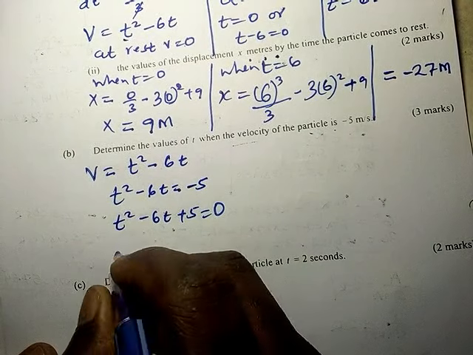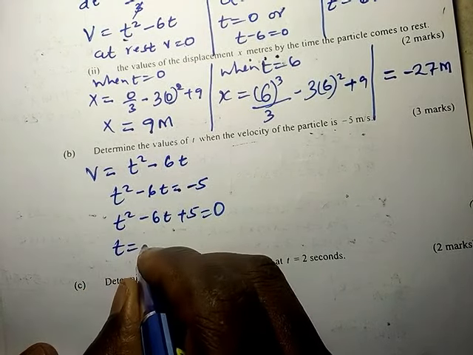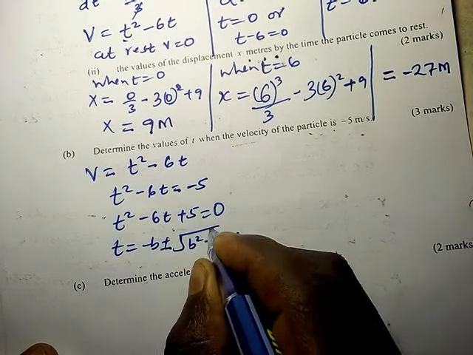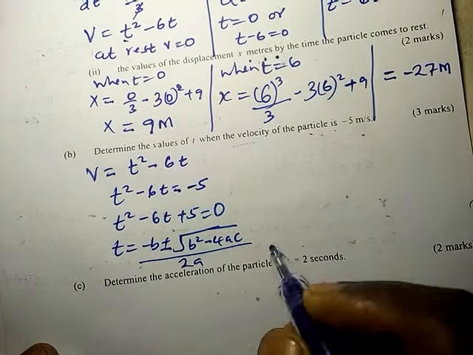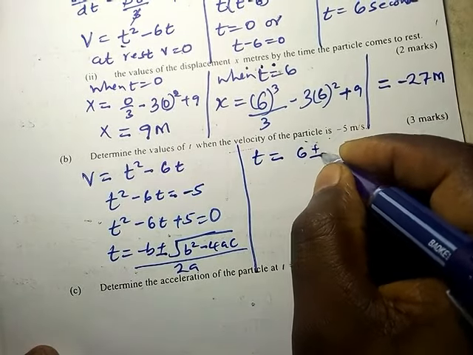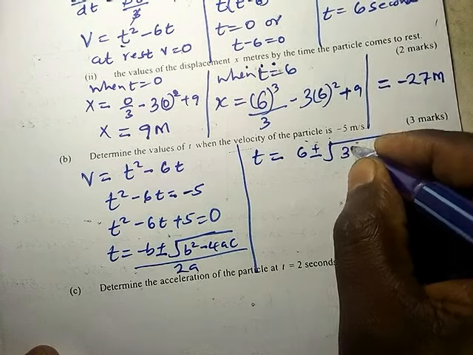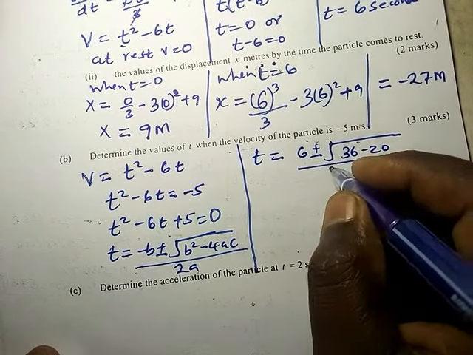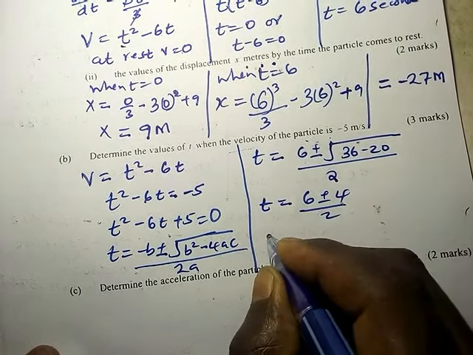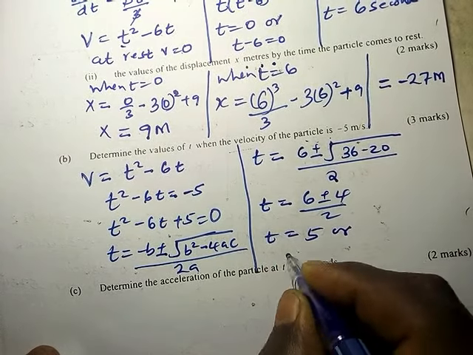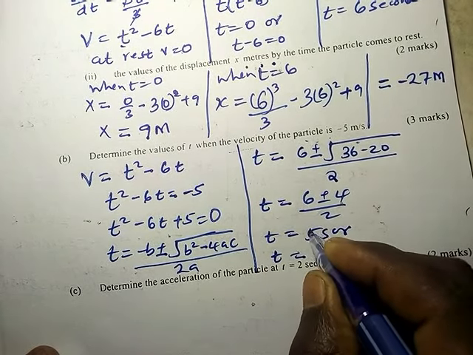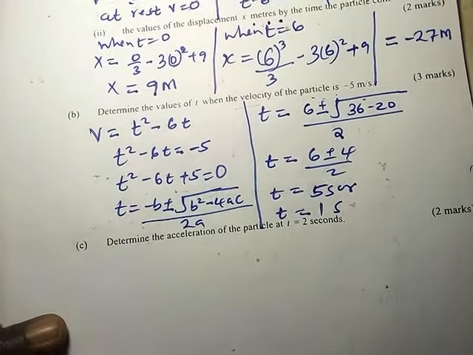So we can use the quadratic formula. t is going to be negative b plus or minus square root of b square minus 4ac divided by 2a. We use this formula to get t is going to be 6 plus or minus square root 36 minus 20 divided by 2. Therefore, t is equal to 6 plus or minus 4 over 2. t is equal to 5 or t is equal to 1 second.